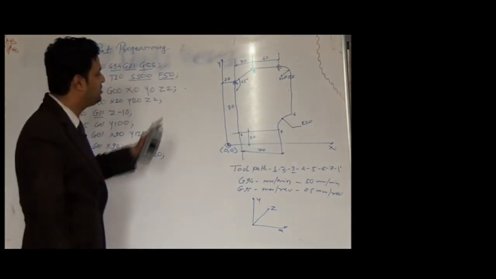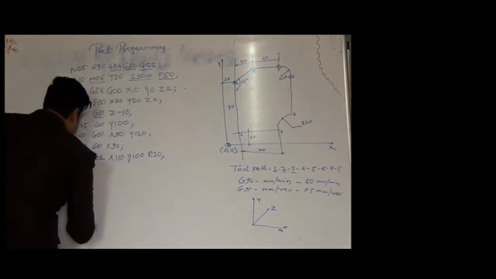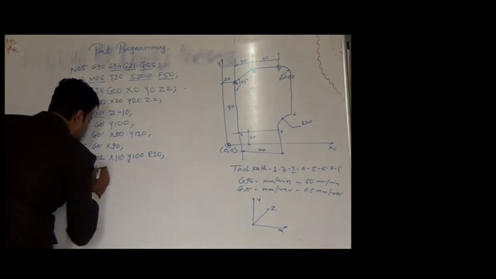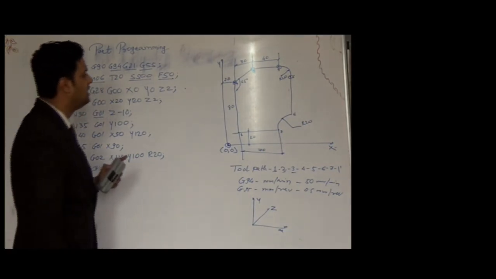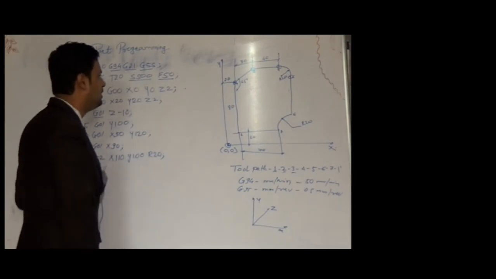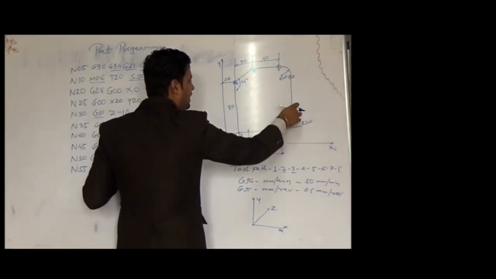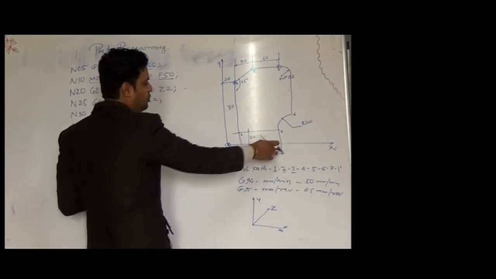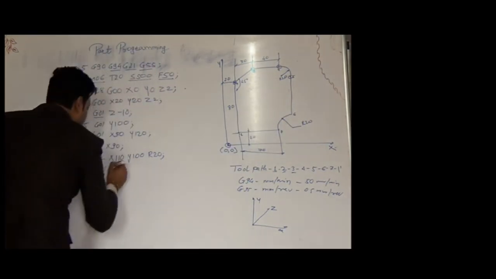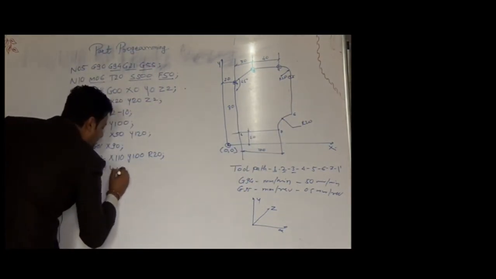Now from 5 to 6 again a linear interpolation. So N55 G01. G01 is a linear interpolation code. From 5 to 6, what will be? Only y will change, that is 20 plus 20 equal to 40. Y 40.